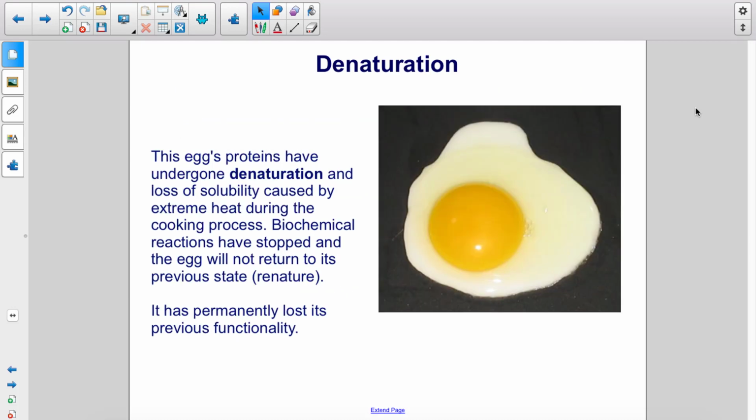This egg's proteins have undergone denaturation and lost the solubility caused by extreme heat during the cooking process. Biochemical reactions have stopped and the egg will not return to its previous state. It will not renature. It has permanently lost its previous functionality.